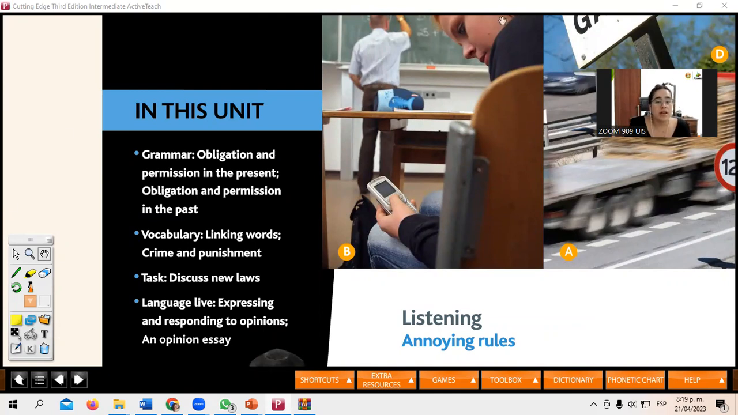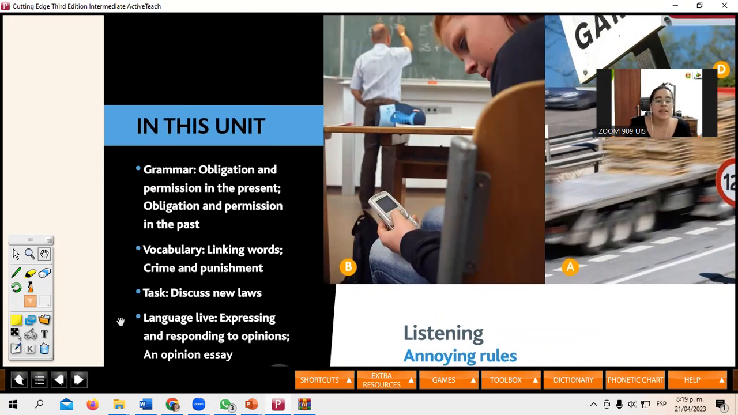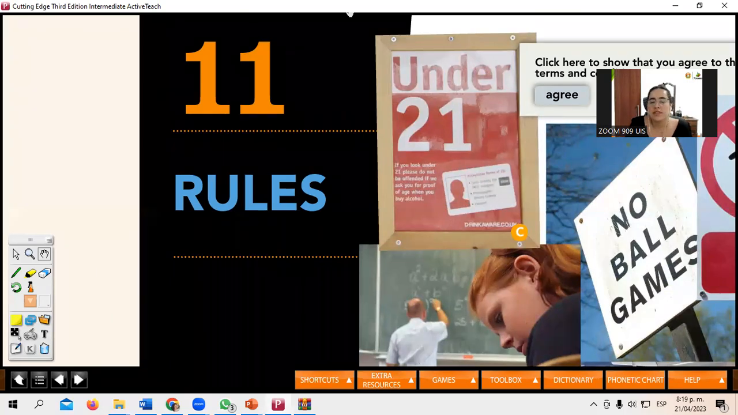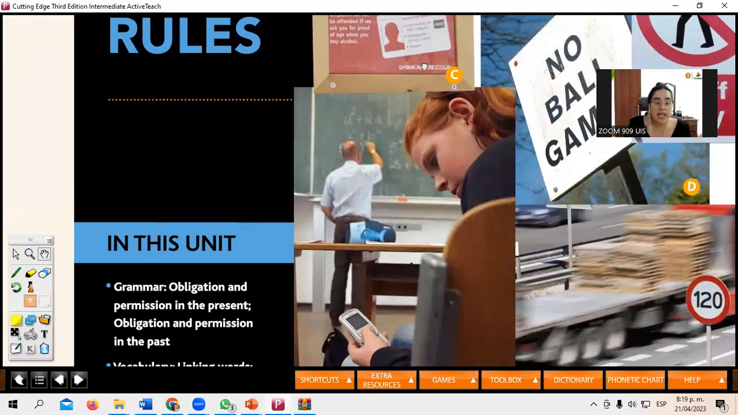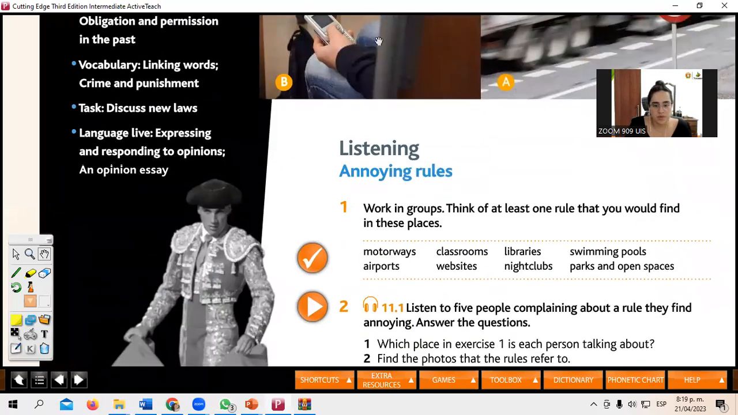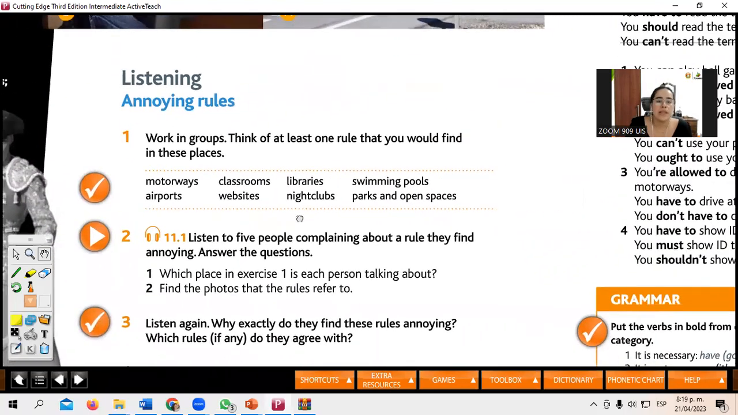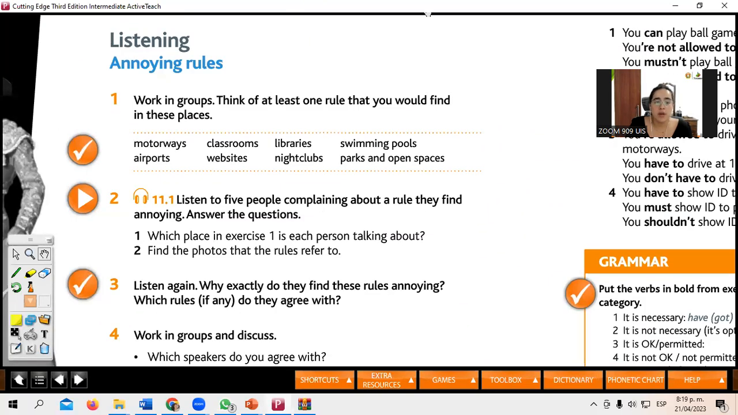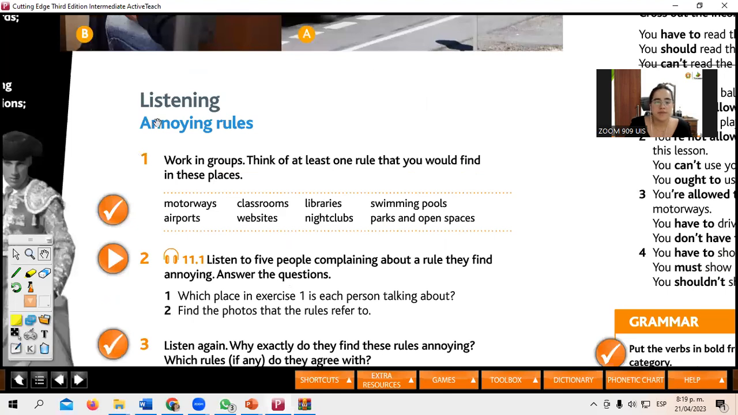Then we have the vocabulary, our linking words, and also crime and punishment. This is discuss new laws. This is the task, okay? So unit 11 is related to rules, prohibition, obligation, permission, etc. Before we start with the listening and introducing the vocabulary, we're going to think in our group of at least one rule that you would find in these places.